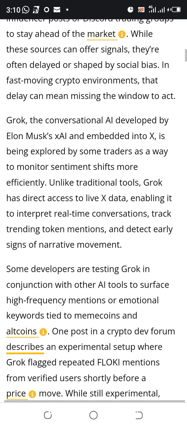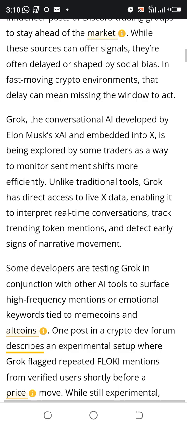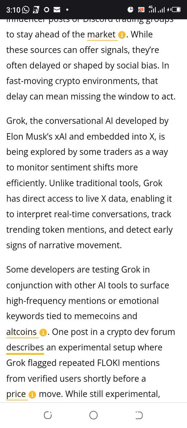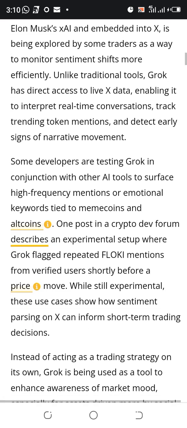Grok, the conversational AI developed by Elon Musk's xAI and embedded into X, is being explored by some traders as a way to monitor sentiment shifts more efficiently. Unlike traditional tools, Grok has direct access to live X data, enabling it to interpret real-time conversations, track trending token mentions, and detect early signs of narrative movement.